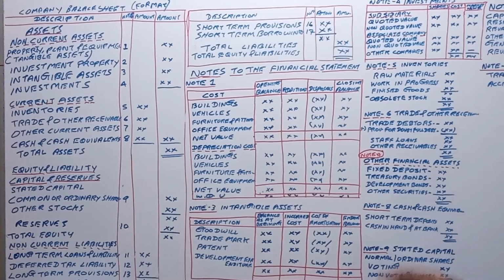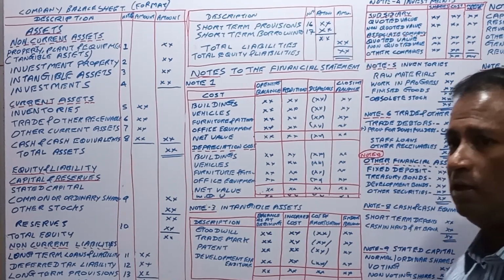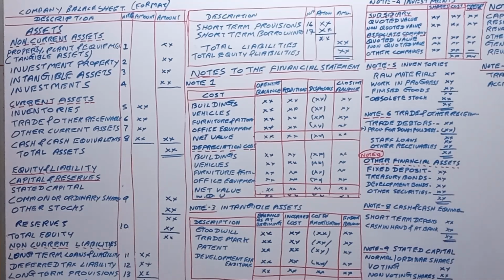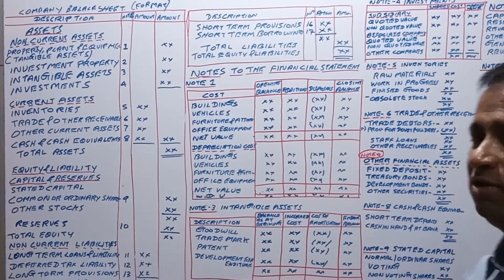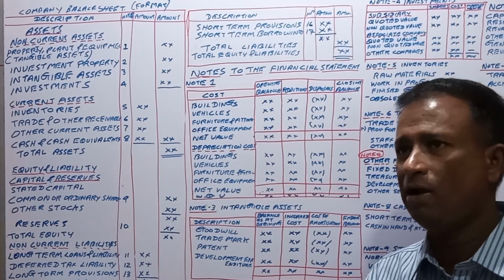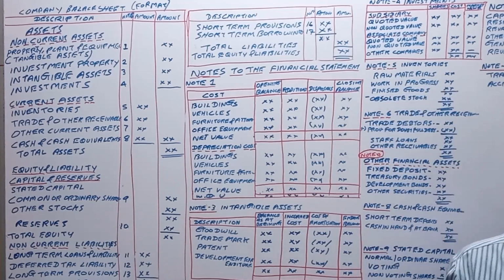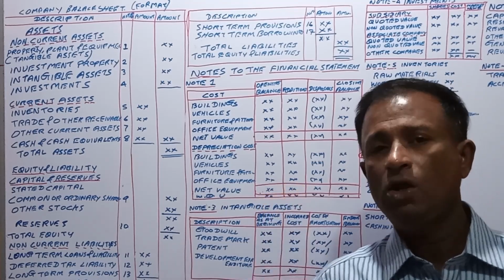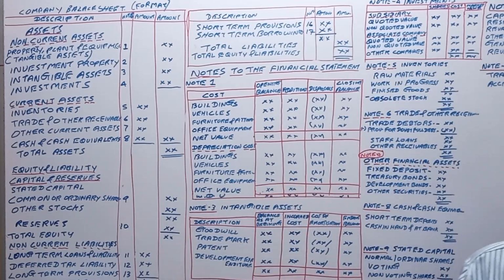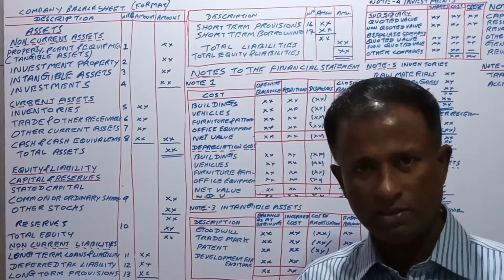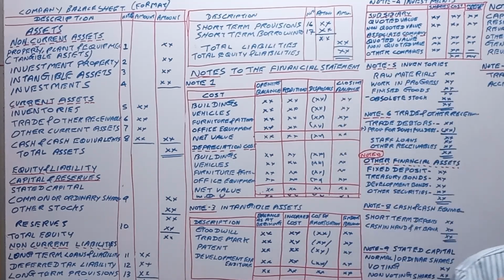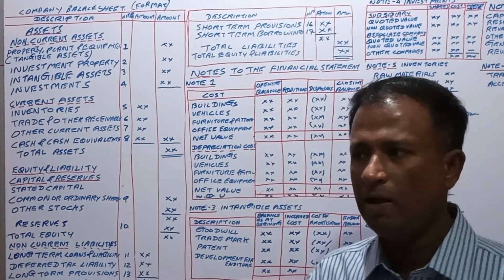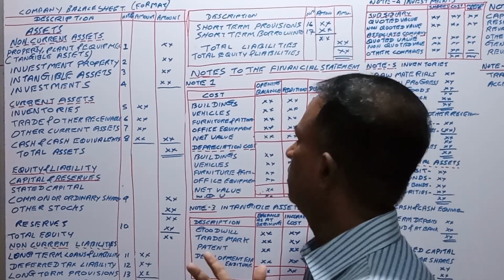What are investments? There may be investments we have made in companies, that may be a subsidiary company, or associated companies, or in other companies, right? That is three types of companies where we can make an investment.